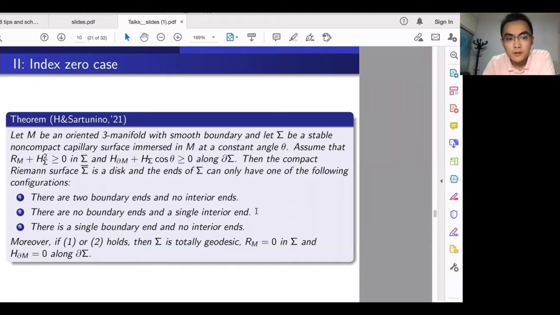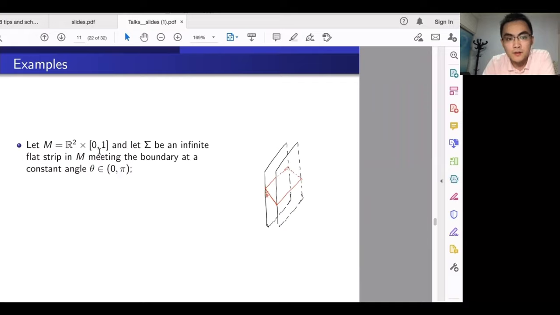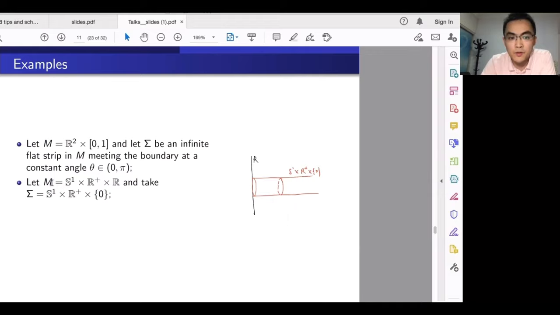The first case is when M is a slab in R3, and sigma is an infinite flat strip in this slab, meeting the boundary at a constant angle theta, as you can see from this picture. This surface has zero index, and it is a topological disk with two boundary ends, no interior end.